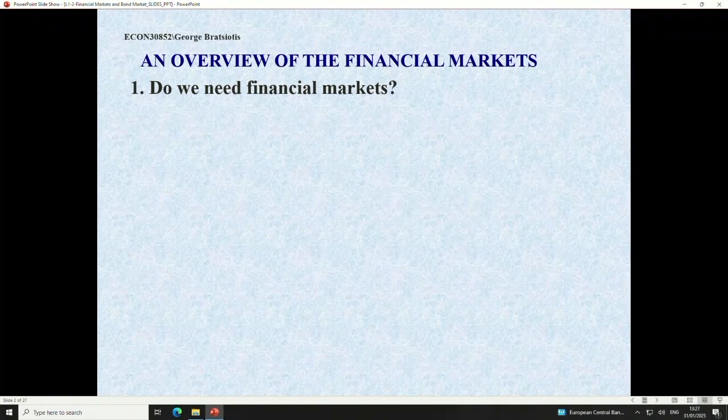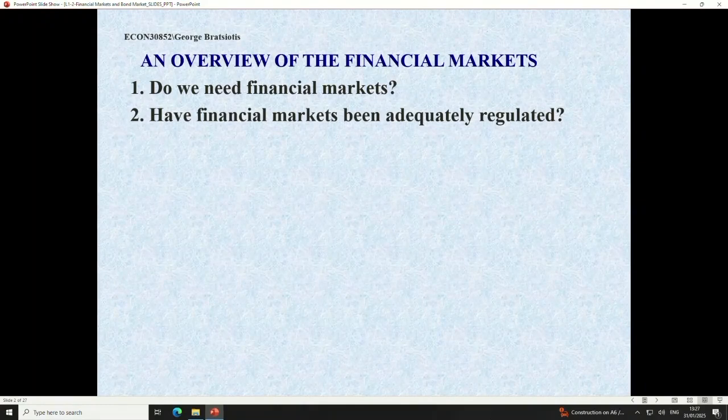So the answer to this is, yes, we do need the financial system. We need banks. We need the banking system. We need the financial markets. But the second question that one should ask is, have financial markets been adequately regulated? Well, I mean, it's not just my personal opinion. The answer to this is no, right?